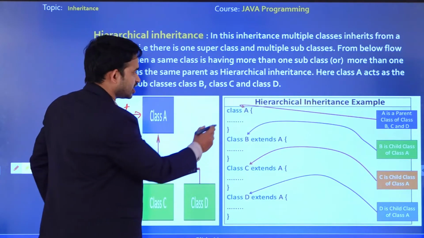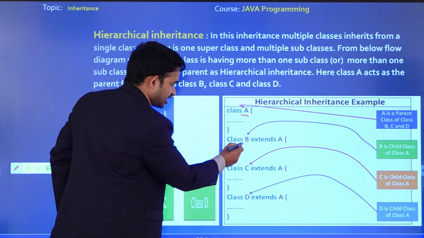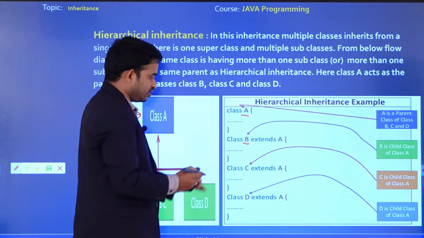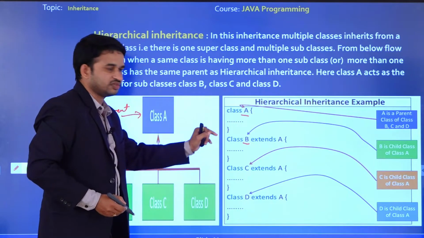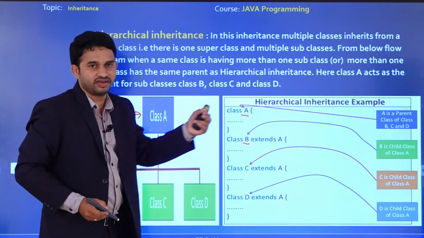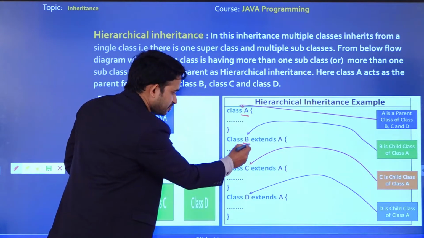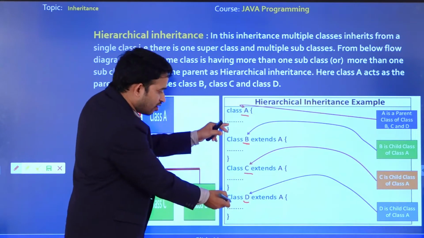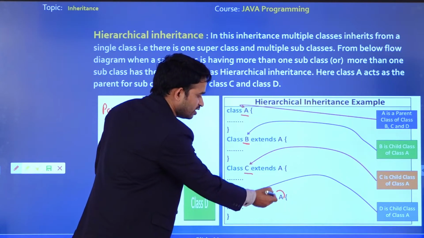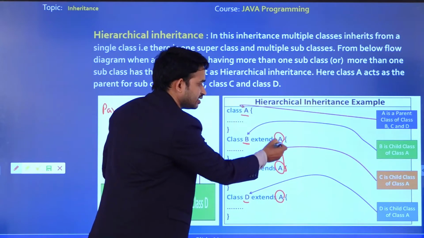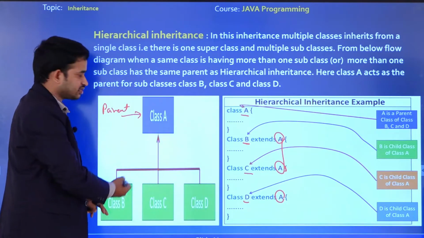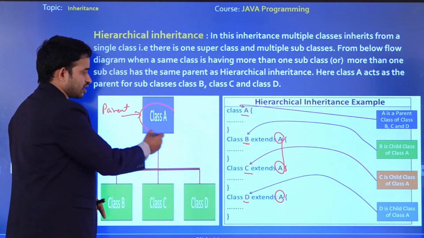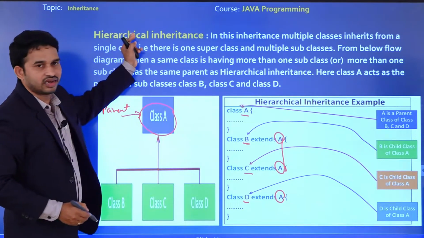So this is the syntax of declaration of hierarchical inheritance. What is the syntax here? Class A, then class B extends class A. What is the next one? Class C extends class A, not class B. If it is class B, it is multi-level inheritance. So for class B, class C, class D, the only common class is class A. Multiple subclasses have only one superclass. That is the meaning of hierarchical inheritance.